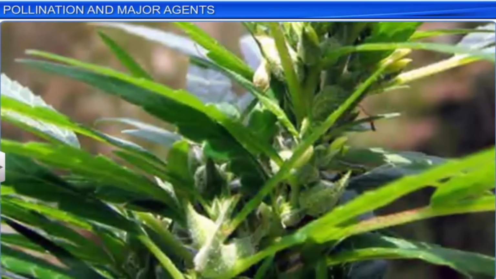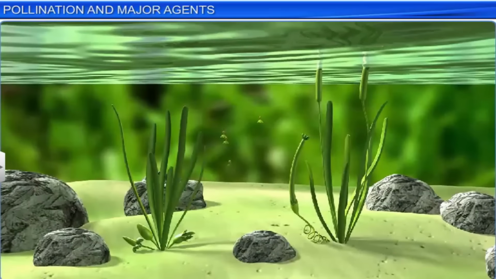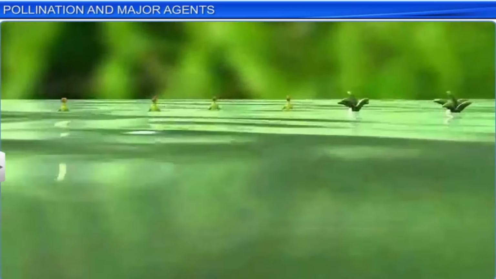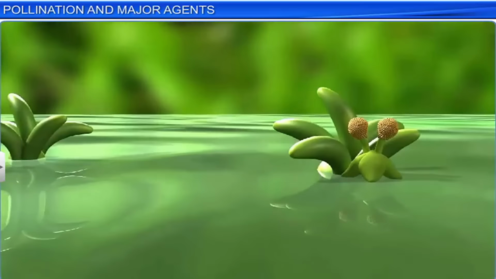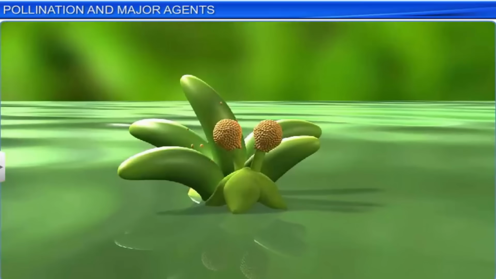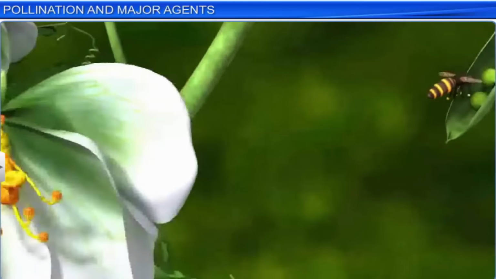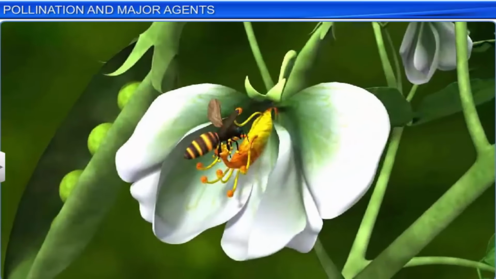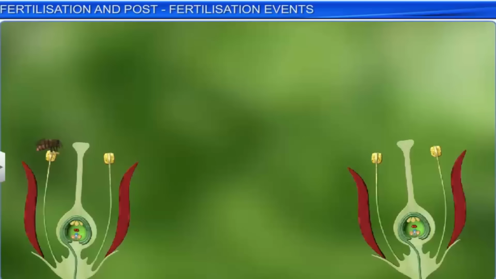Thus, wind, water, as well as biotic pollinating agents bring about pollination. An important process that ultimately leads to fertilization and the production of seeds in plants. In flowering plants, pollination is an important mechanism that aids in transferring the pollen released from the anther to the stigma of the flower.